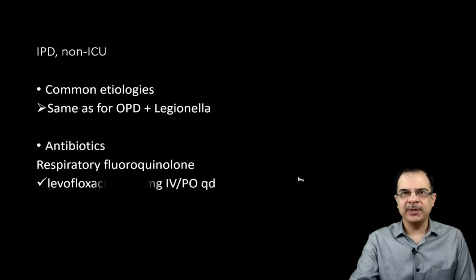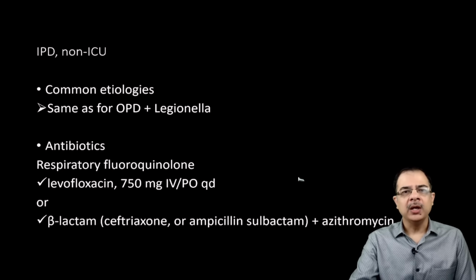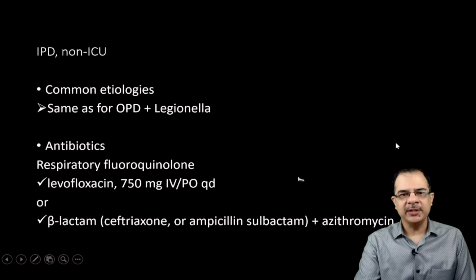Antibiotic to be given respiratory fluoroquinolones like levofloxacin 750 milligram IV once a day, or we will give beta-lactam antibiotics like ceftriaxone or ampicillin sulbactam combination along with macrolide. In the Indian scenario, we prefer giving this combination more than levofloxacin for a patient of pneumonia.